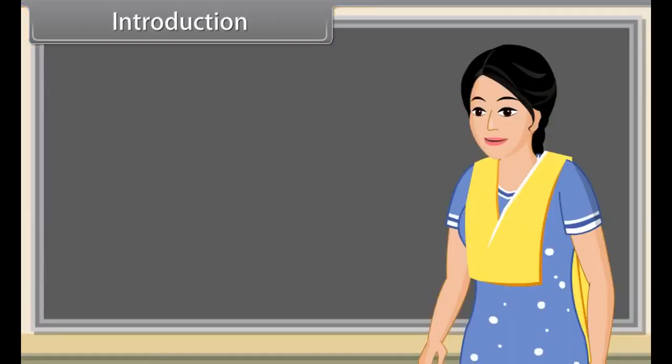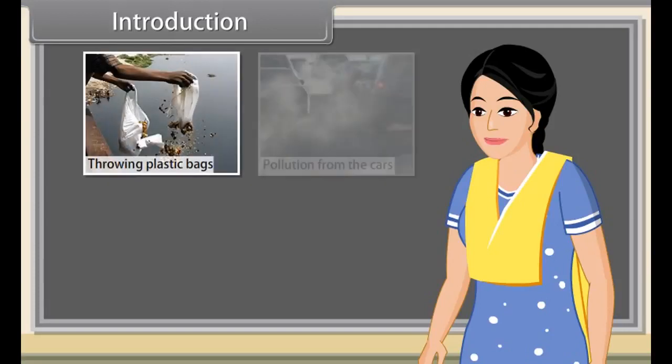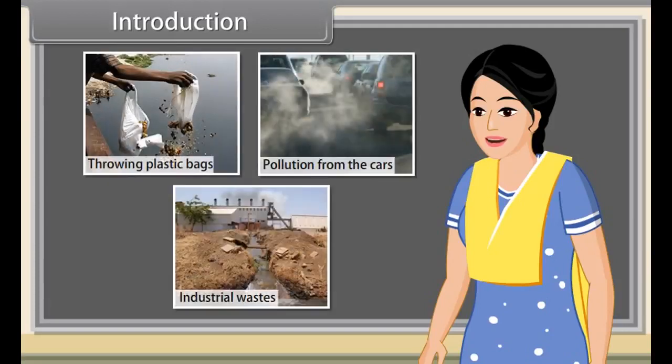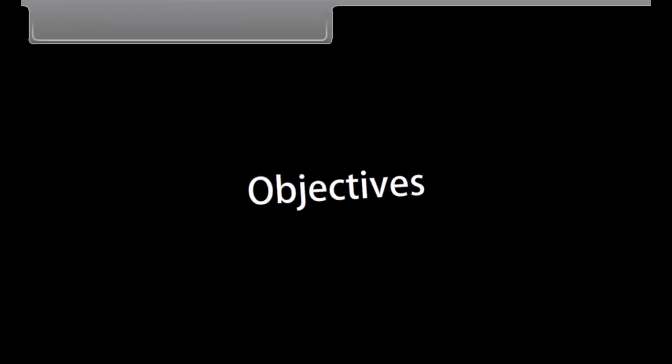Many of our activities destroy the clean state of rivers, such as throwing plastic bags, pollution from the cars, dumping of industrial wastes. Let us explore them in detail and their effects on our environment.